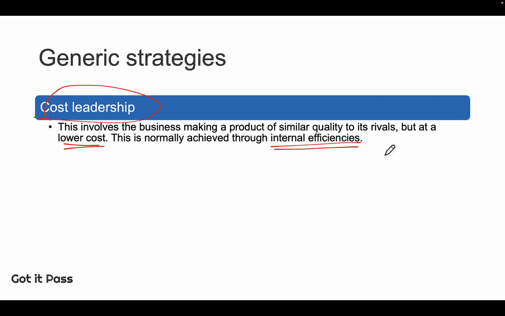One example of cost leadership is the big chain like McDonald's. It has a lot of outlets in the market. It is one of the biggest fast food shops in the world. The internal efficiencies or the economy of scale helps McDonald's to achieve the lowest cost as compared to its rivals. So it is one example of cost leadership.